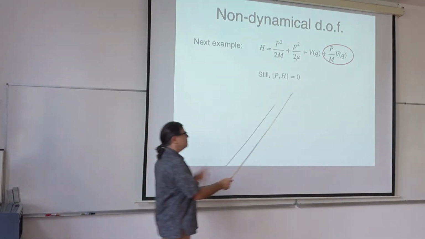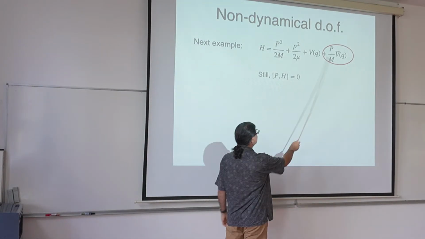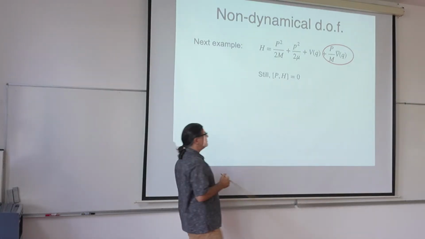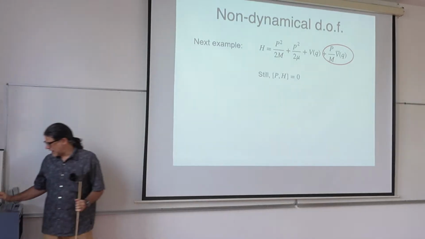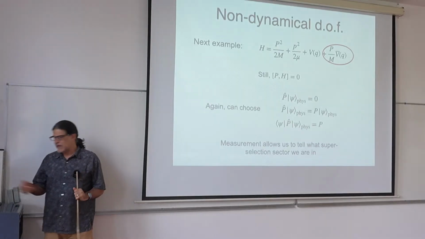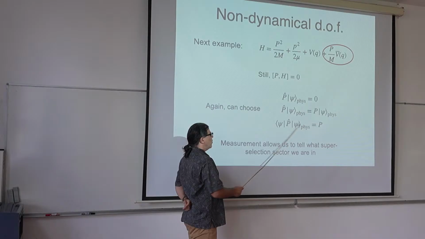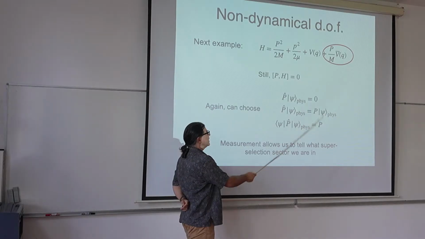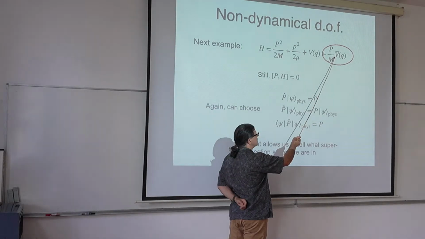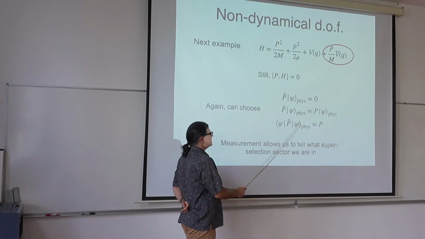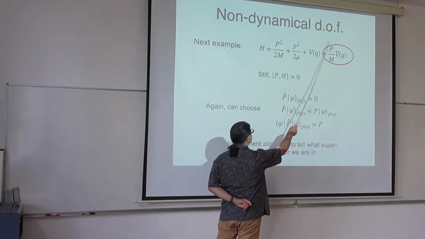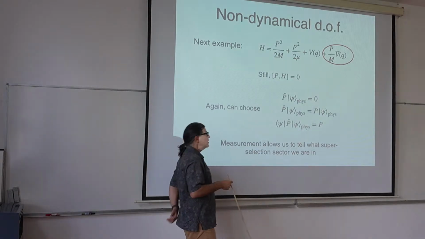So now it matters in the sense that while the momentum is still commuting with the Hamiltonian, and so you can be in an eigenstate of the total momentum or not, this term actually matters. This cares about what state you're in, and we measure the total potential of Q between the two particles.